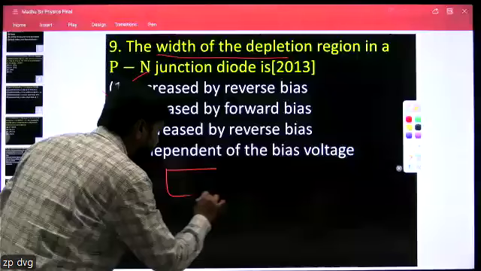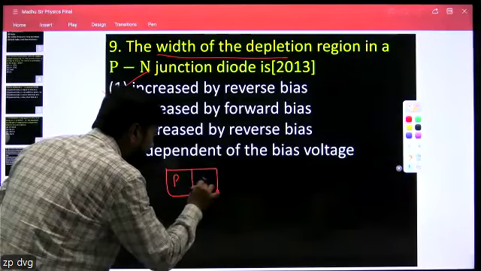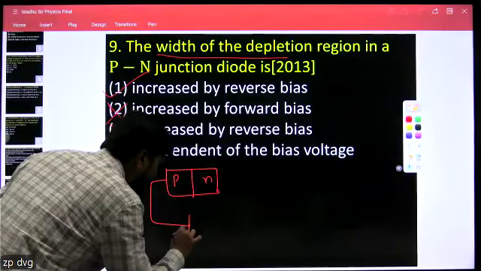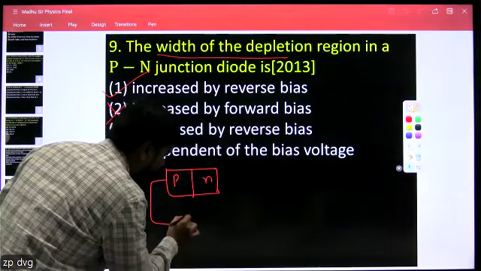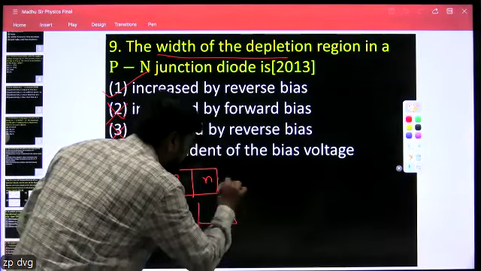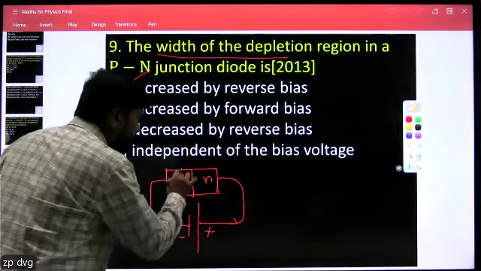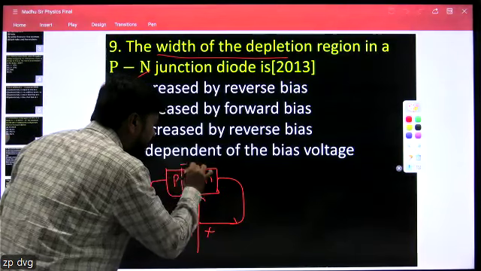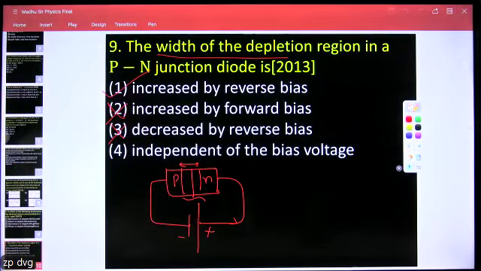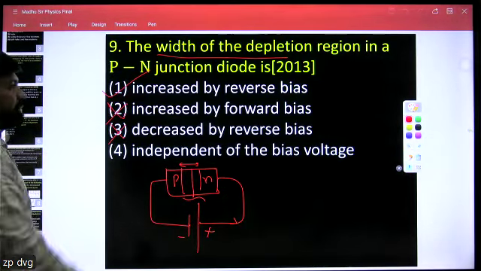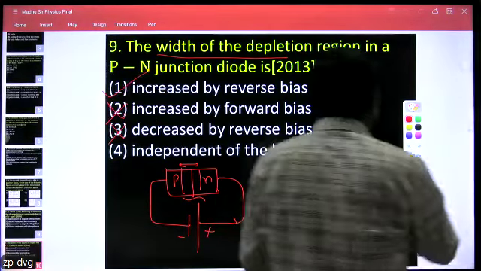In case of reverse bias, when P side of the junction is connected to negative terminal and N side is connected to what? Positive terminal of the battery, ಆಗ the size of the depletion layer gradually increases. In which bias ಆಗುತ್ತೆ? Reverse bias. Option 1 is right. The next question.